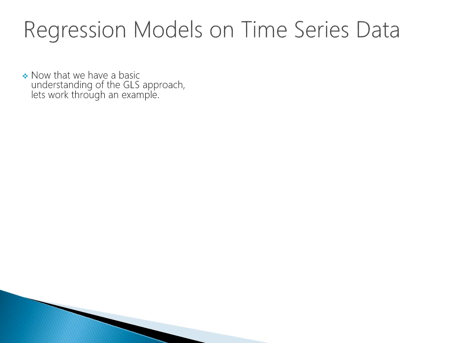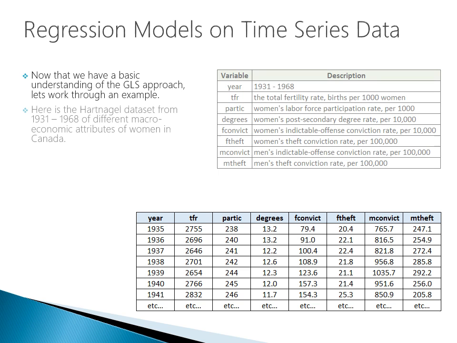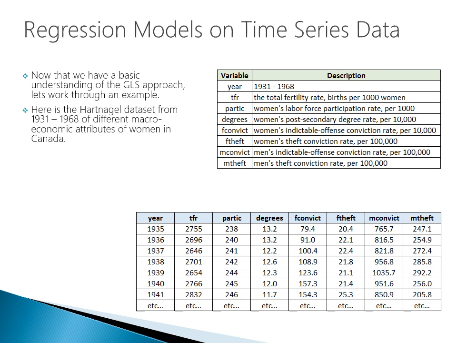Now that we have a basic understanding of the GLS approach, let's work through an example. Here is the Hart-Nagel dataset from 1931 to 1968 of different macroeconomic attributes of women in Canada. For those who have been following along the series, in our neural network tutorial, we touched upon this dataset there. But if you haven't seen it, and this is the first time you're looking at this dataset, I'll go into a brief description of some of the variables.